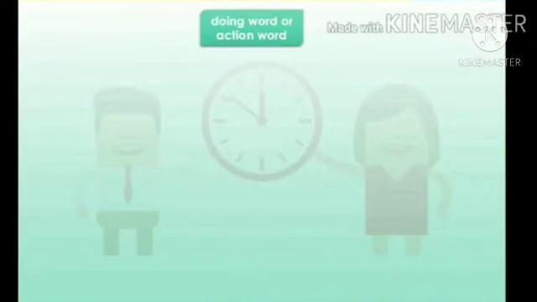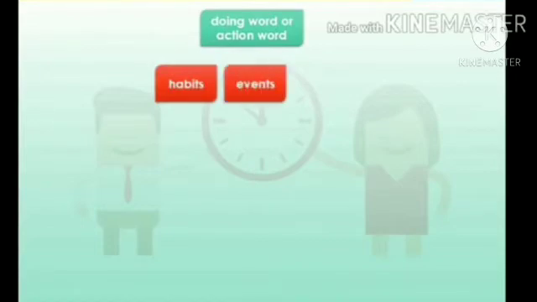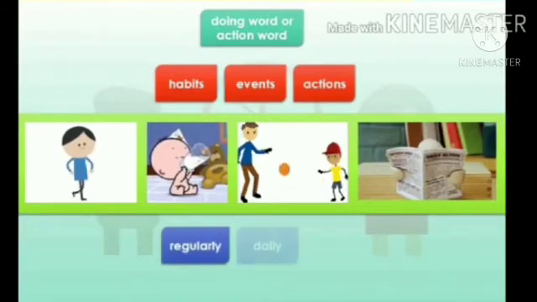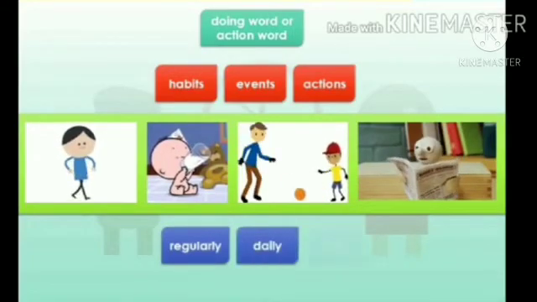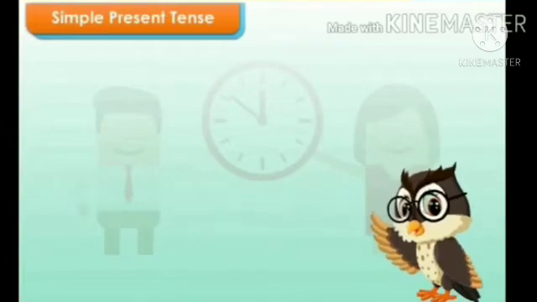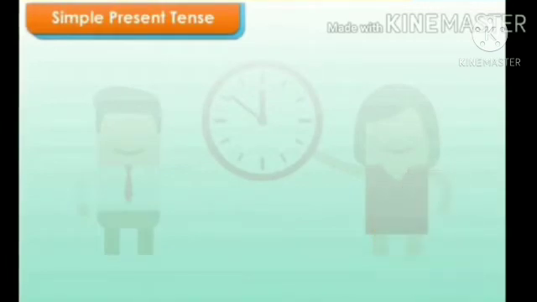When a doing word or action word in a sentence tells us about habits, events and actions that happen regularly, daily or repeated very often, the sentences are in the simple present tense. Let us see where else we use the simple present tense.